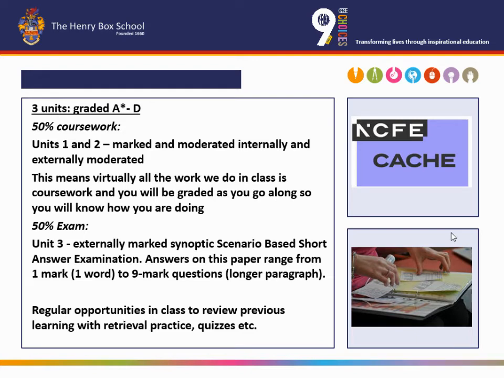The exam is the other 50%, and it's a short answer question paper with marks ranging from 1 mark to 9 marks, which would be like a longer paragraph. There's obviously plenty of opportunity in lessons to review our previous learning with discussion, retrieval practice, quizzes, looking at past papers, and we very often look at students' previous work as well to see how they've done, to get an idea of the sort of thing that students ought to be doing to produce the best work that they can.